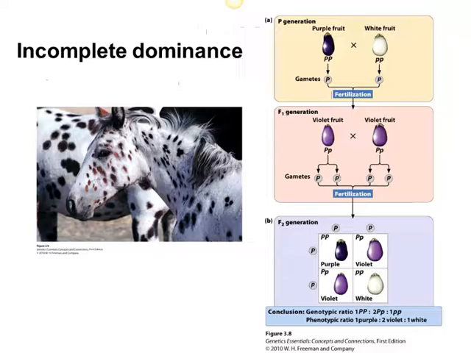Typically the example that's given is found in snapdragon flowers, where the red allele is the dominant allele, and the white flowers are the recessive allele. If you cross a homozygous red flower plant with a homozygous white flower plant, you'll actually get pink flowers. So the heterozygous is pink.